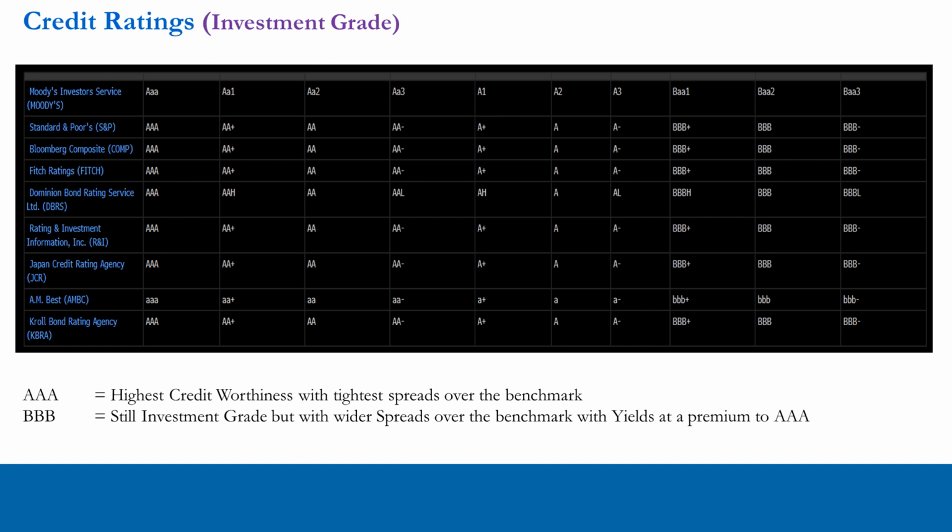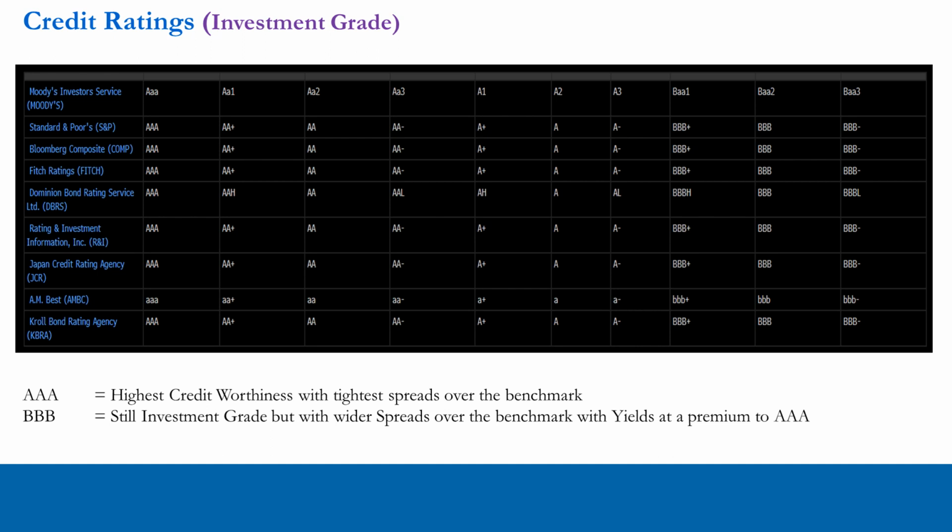Now, everything from AAA down to BBB is still investment grade. Triple B in itself is still investment grade, but it has higher spreads over the benchmark, with yields at a premium to AAA. Now you can see on the screen when we look at the various credit ratings agencies, they use different terminology across the creditworthiness spectrum. So if you look, for example, at Moody's Investors Service, and you look in the second column where we have the lettering code Aa1, well, Aa1 is considered the same by the market as Standard & Poor's AA+ and Fitch AA+.